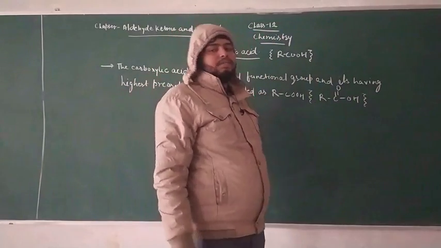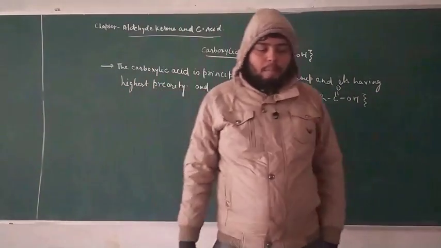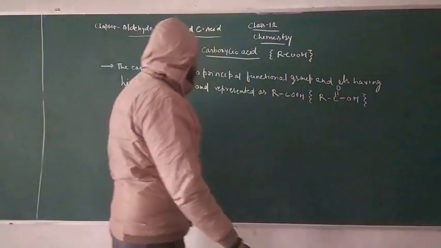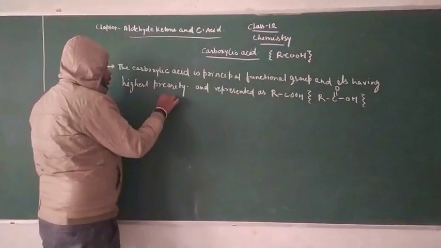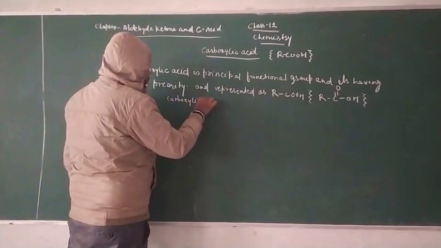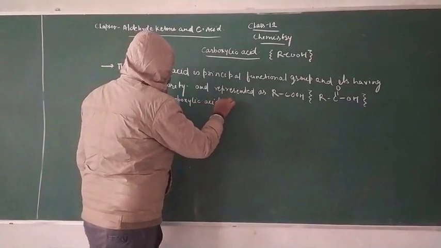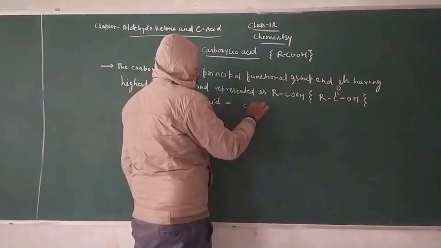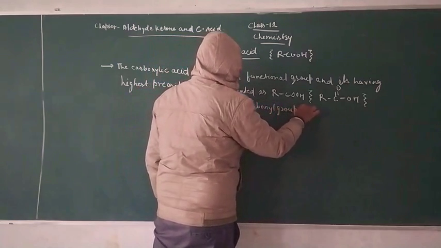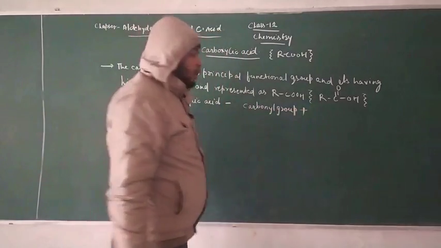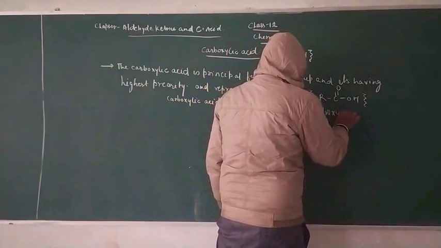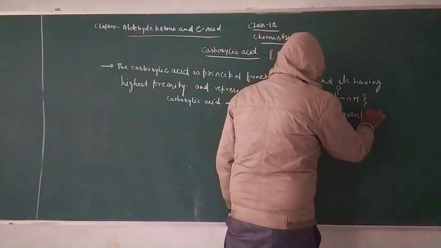In this sequence, guys, first of all we have to know about the combination of the carbonyl group plus the hydroxy group. This is the meaning of carboxylic acid: the attachment of a carbonyl group plus a hydroxy group.